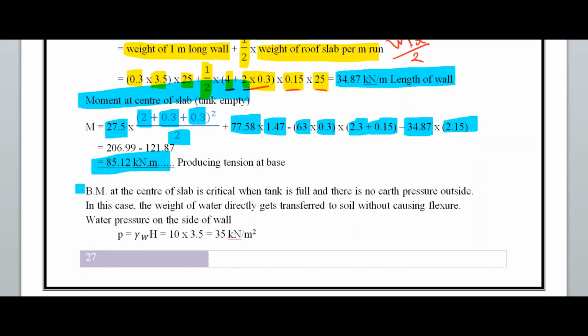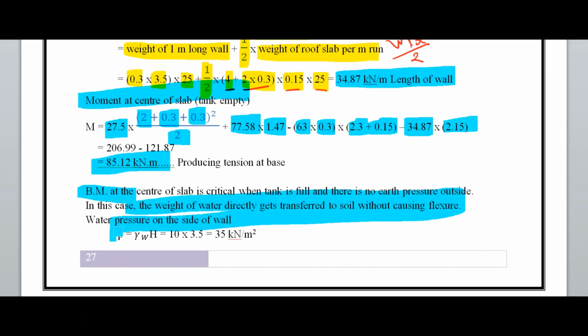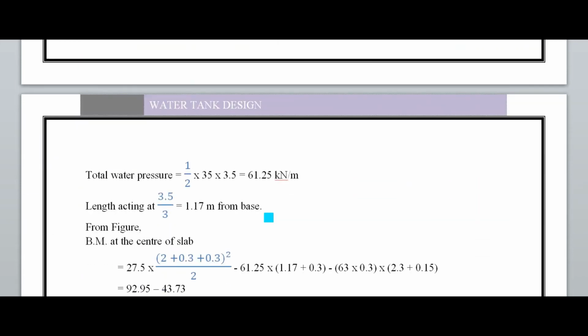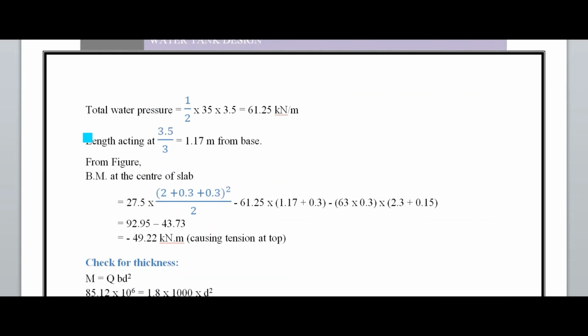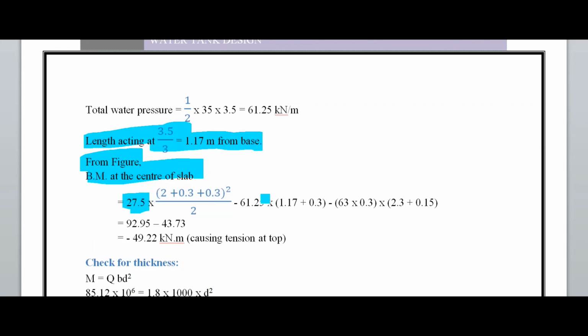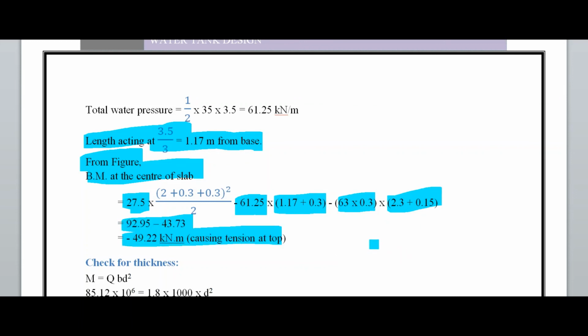Now same calculation for when the water tank is full. That time gamma W using total water pressure, length acting as, from the figure we can find out bending moment at the center, 27.61 into height, 63 and 23. So it's 49.22 kilonewton into meter, causing tension at the top.